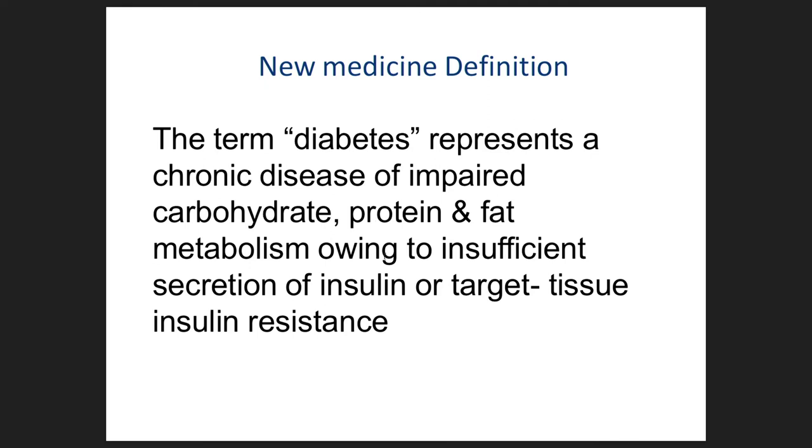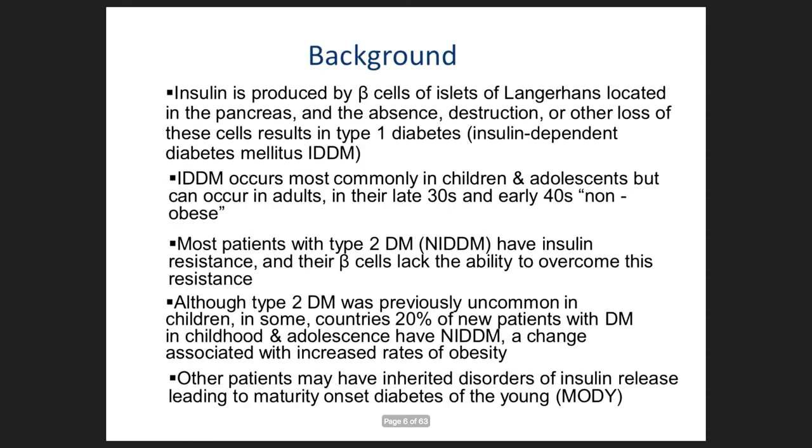Why? Either insufficient secretion of insulin in type 1, or target tissue insulin resistance in type 2. Insulin is produced by beta cells of the islets of Langerhans, present in the pancreas. In type 1, there is a destruction of these beta cells. That's why the other name for type 1 diabetes is insulin-dependent diabetes mellitus, IDDM. IDDM occurs most commonly in children and adolescents, but can occur in adults.